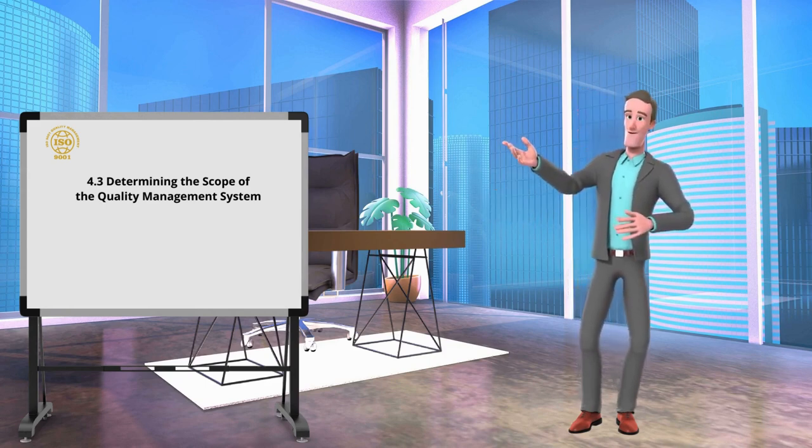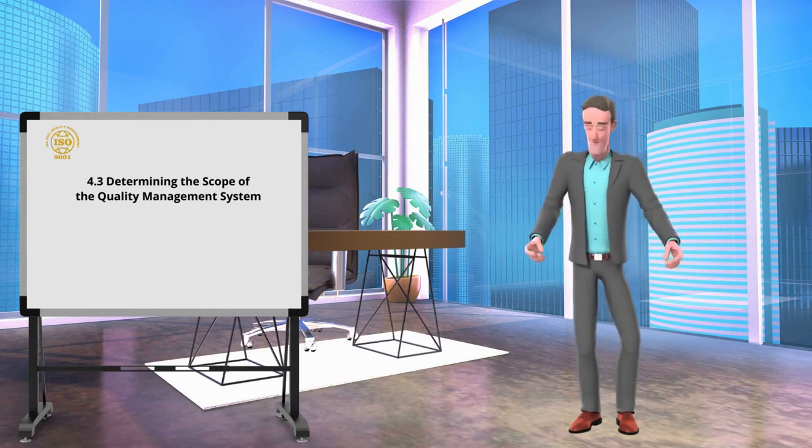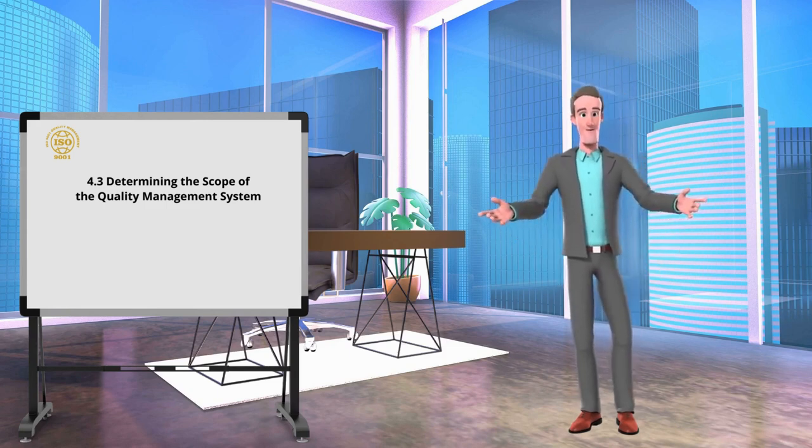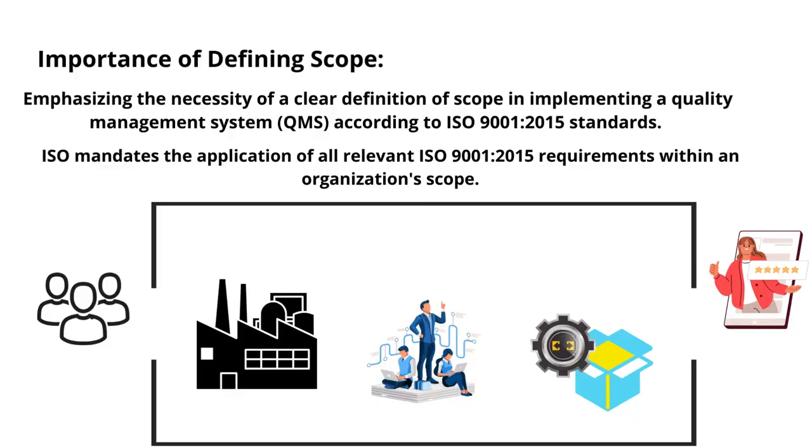In this section, we'll explore the concept of scope, as it pertains to defining the boundaries and areas within an organization that are encompassed and regulated by the Quality Management System, QMS. Additionally, we'll examine the applicability of the ISO 9001:2015 standard's requirements within these defined limits. Establishing a clear scope is crucial for the effective implementation of a QMS.